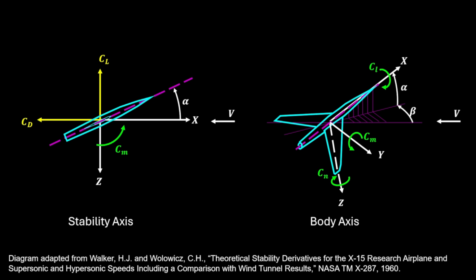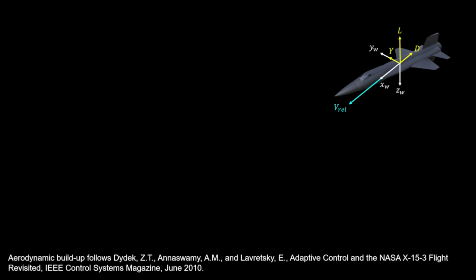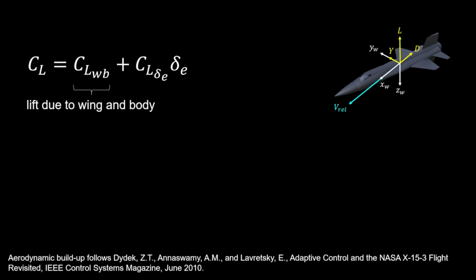We now provide an example of an aerodynamic buildup for the X-15. The lift coefficient is represented with two terms on the right-hand side. The first term is CL with the subscript WB. It represents the lift force due to the wings and body of the aircraft. It depends on the Mach number and angle of attack and side slip.